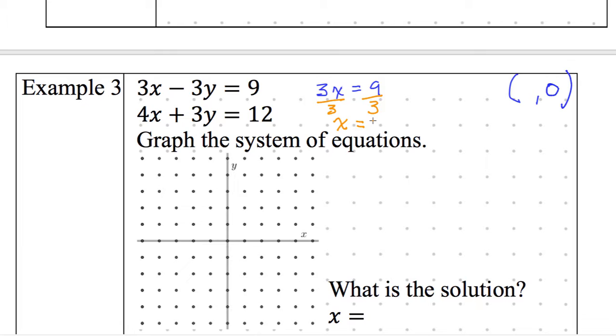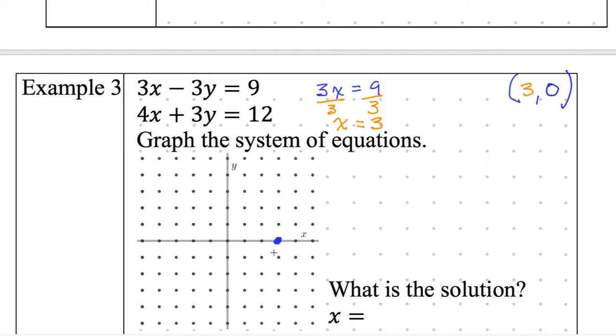9 divided by 3 is. Alright, 3. Yep. X is 3. 9 divided by 3 is 3. Therefore, my x-intercept is (3, 0). Let's go ahead and graph that. It really helps to have a color here. And I just now realized that we should have gotten rulers.